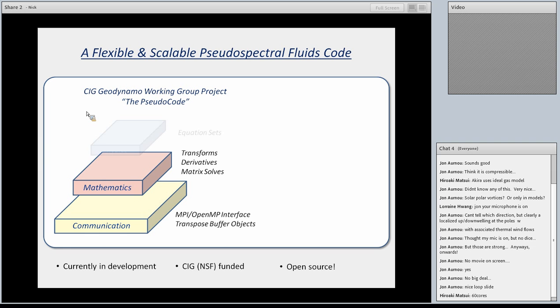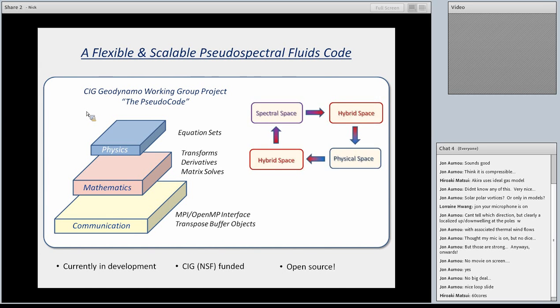And then on top of that, you want to think about your equation sets and how you actually drive the transforms and the matrix solves and whatnot. But I think that if you couple something like that with this kind of simplified loop that we've used in the ASH code, you can come out with something that is actually applicable to many different geometries and many different physical regimes and is highly scalable.